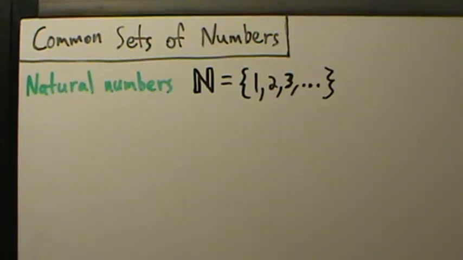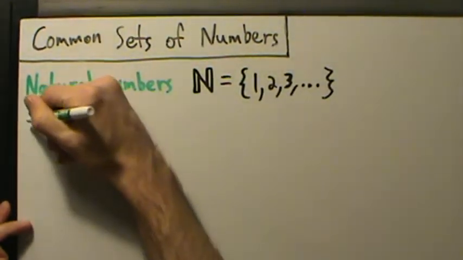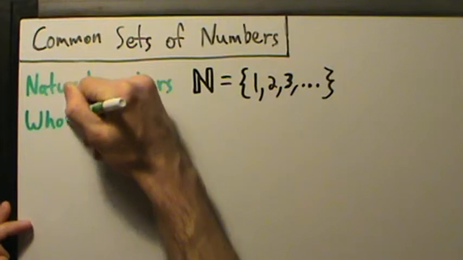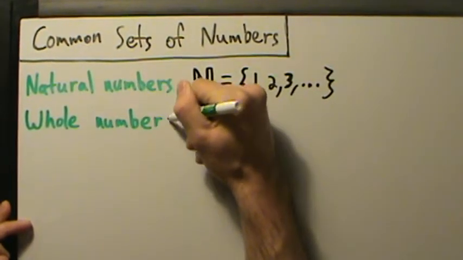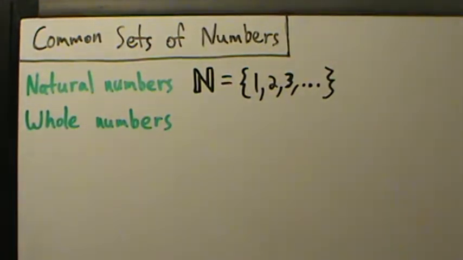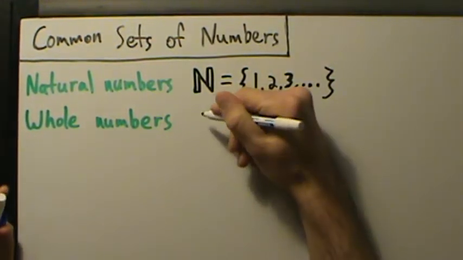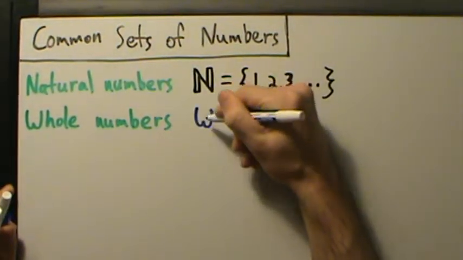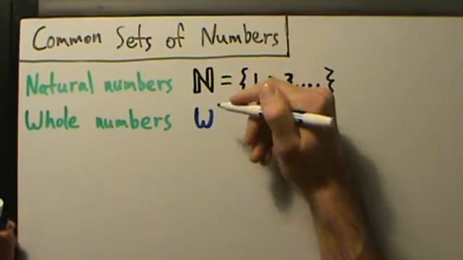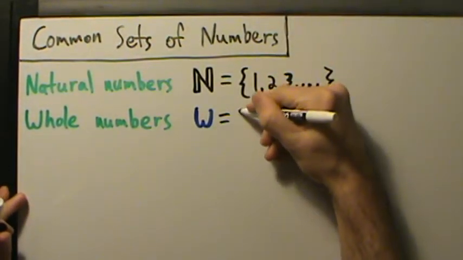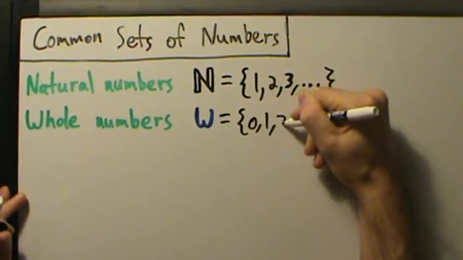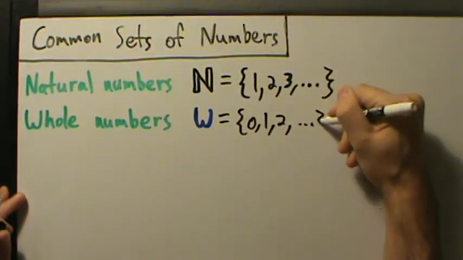So next, the whole numbers. The whole numbers aren't really important enough to have their own notation, but for the purposes of this video, we'll just call them capital W. What are the whole numbers defined to be? Pretty much all the natural numbers, but now with 0. So 0, and then all the natural numbers, 1, 2, dot, dot, dot.